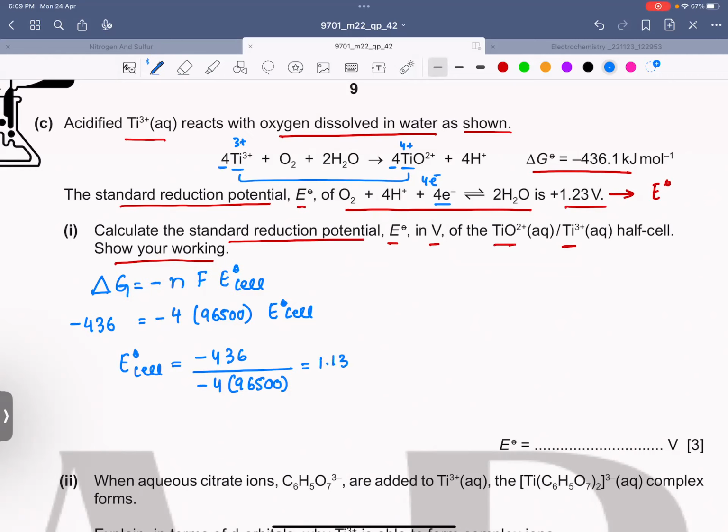1.13 into 10 to the power minus 3. So yes, here it's in kilojoules, right? And normally, if we got the value in volts, you see over here, for example, that they are in 3 significant figures. So you have to convert it into joules, okay, to get the exact value of volts. So I think it would be then 1.13 volt.